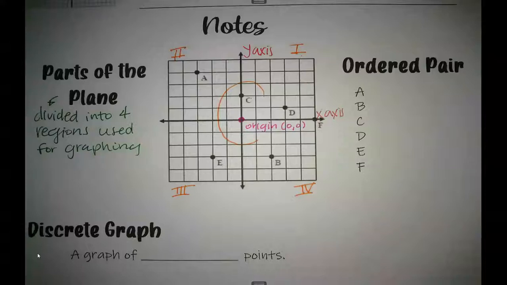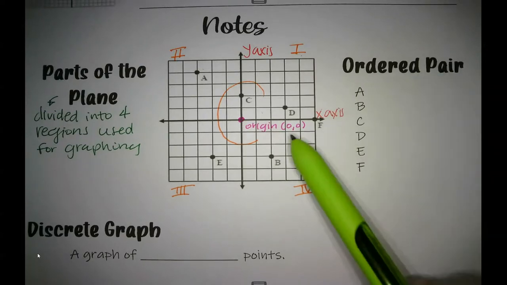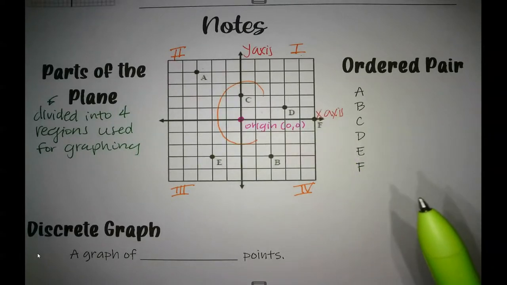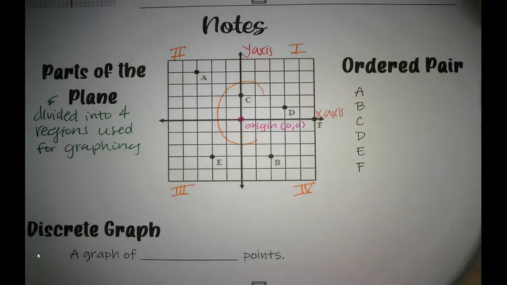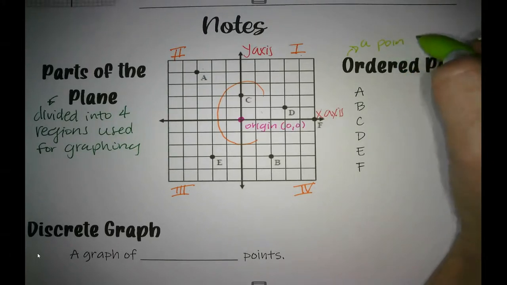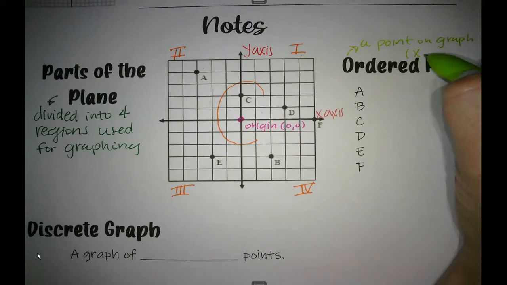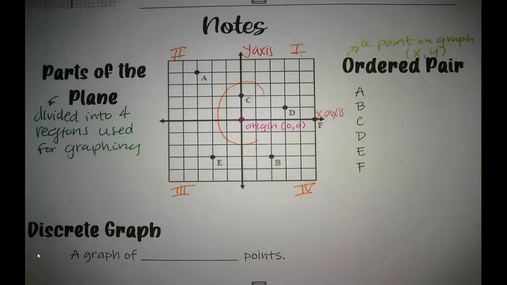Now that we remember a little bit about a graph, let's look at how we write our ordered pairs and name and figure out where our points are. So remember, our ordered pair is just a point on the graph, and it is our x and y. So let's look at where these points are.